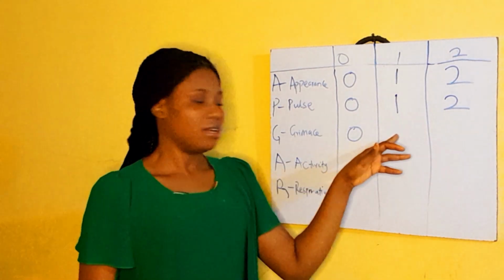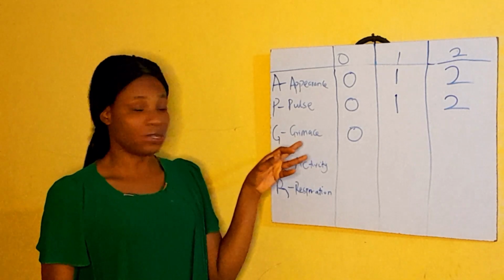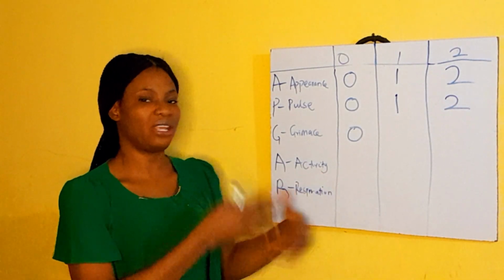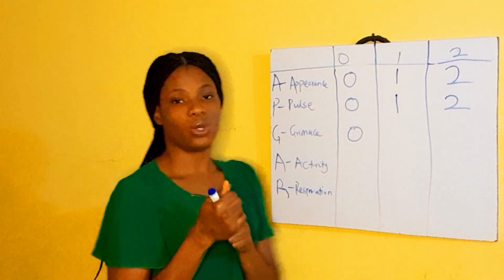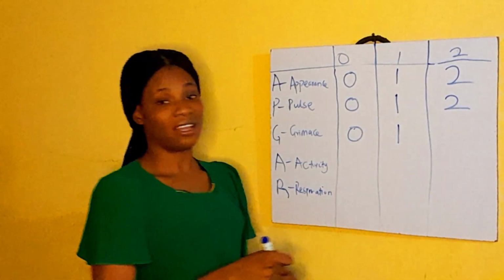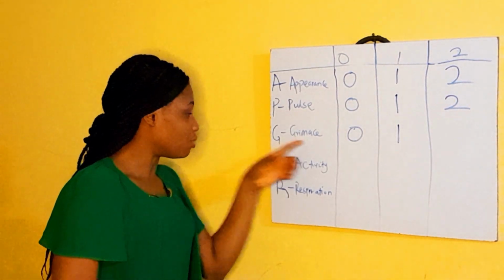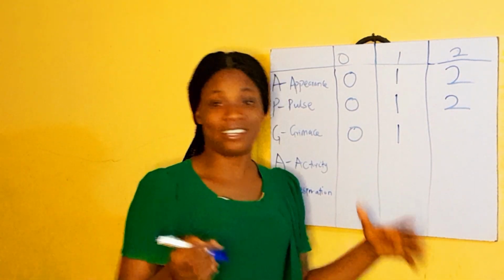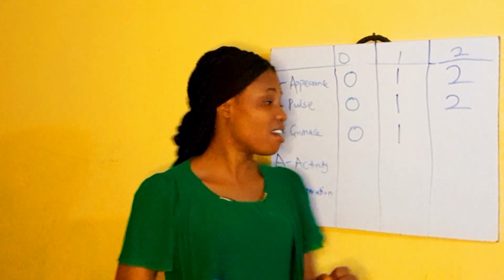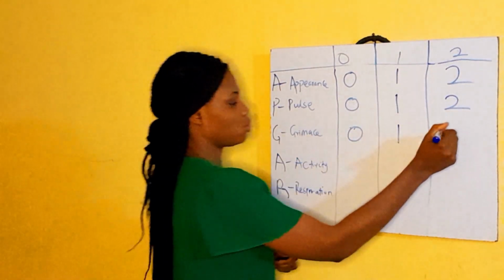If you suction the child or you tap on the child and there is minimal response, you score the child 1. If you suction the child or you tap on the child and the child is responding with an active cry, a strong cry, you score the child 2.